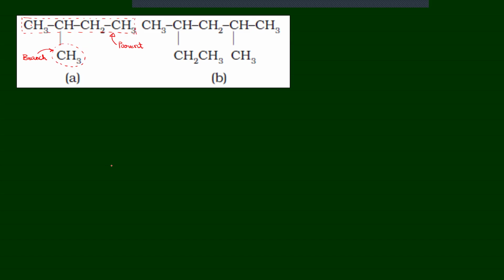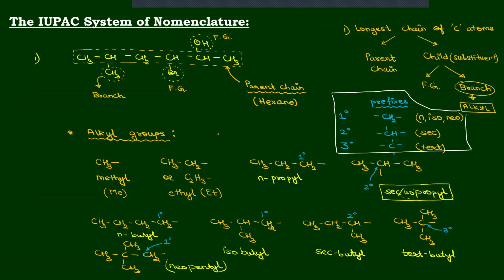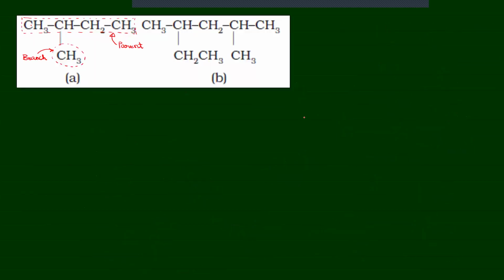Now, once you select the longest chain, the next rule is to assign the number to the branch or the substituent. And to assign the number, the rule is you have to assign it in such a way that the branch or the substituent gets the lowest number. So simply the rule is called the lowest numbering rule. You number the chain such that the branch or the substituent gets the lowest number.